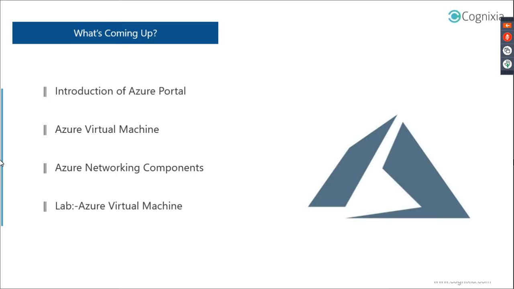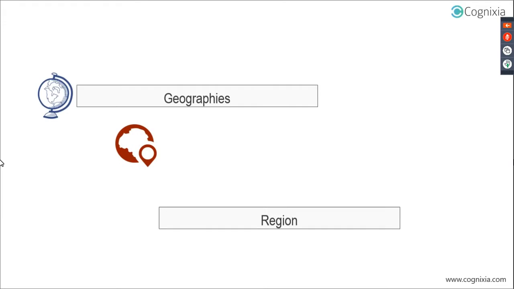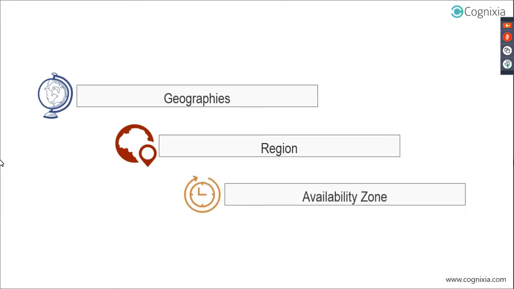Then I will show you a virtual lab on an Azure Linux virtual machine, where you will be able to understand how to create a virtual machine. Let me start with the portal first. Before discussing the portal, we need to understand, if I'm going to deploy any resource, where my resource will be placed in the Azure cloud.